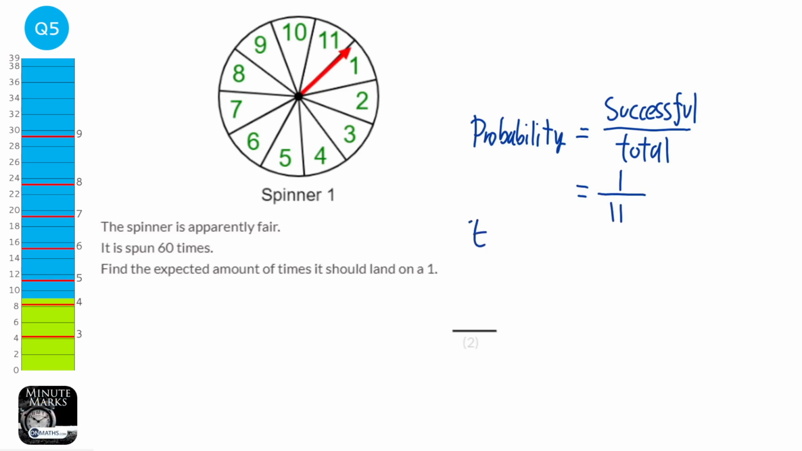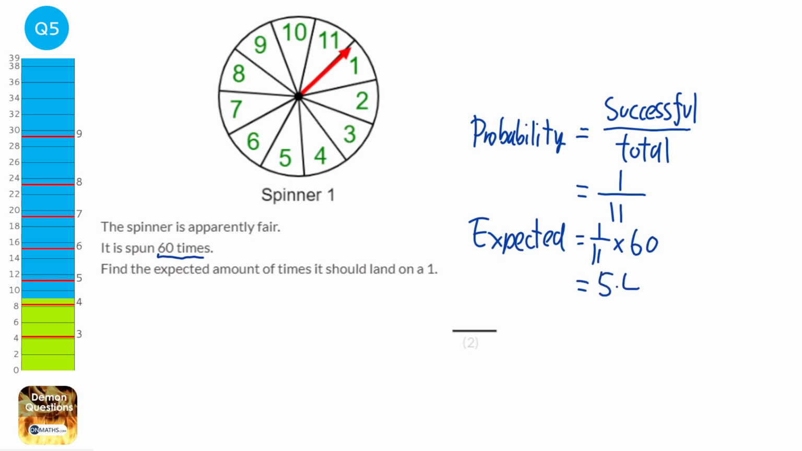To find the expected amount, we do the probability and we times it by the amount of trials. So it says it's spun 60 times, so we're going to times it by 60. And that will give us the answer of 5.454 and so on.